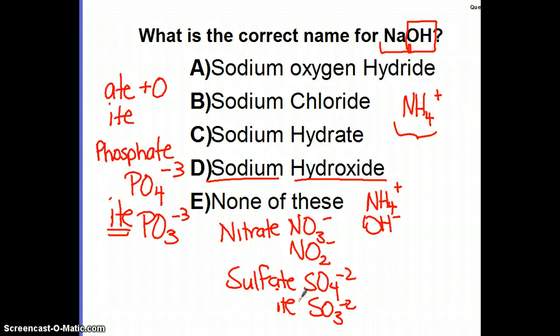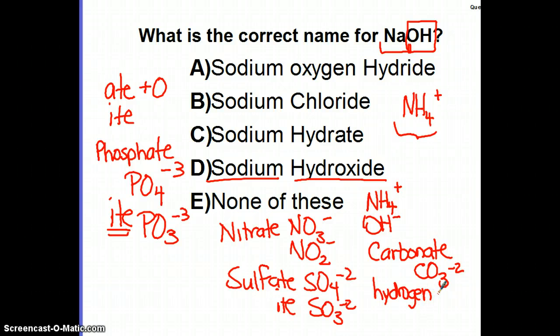We also had carbonate. And we didn't learn a carbonite. I don't know that there is one. Carbonate was CO3 with a -2. And then there was hydrogen carbonate, which actually has another name. It's called bicarbonate. I know some people put that on the quiz, but hydrogen carbonate, which is H in front of the carbonate, and the charge is -1 on that.